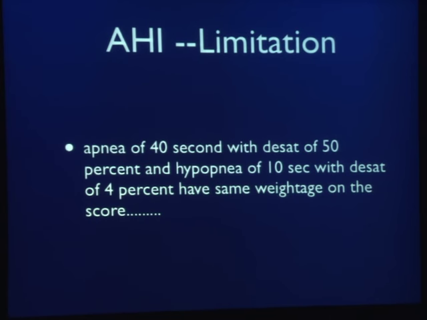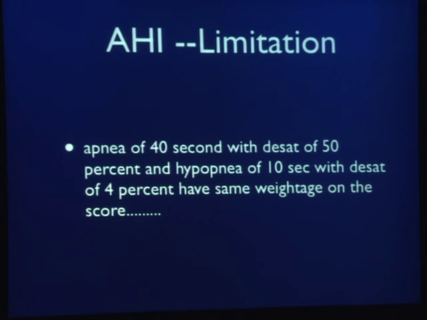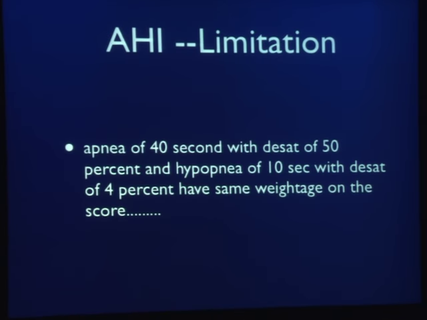Another limitation is that even an apnea of 40 seconds, 50 seconds with almost 50% desaturation will be counted equally as a hypopnea of 10 seconds with just a 4%, 5% desaturation. An apnea of long duration with great desaturation will get equal weightage on this scale as a simple hypopnea of 10 seconds with a 4%, 5% desaturation.